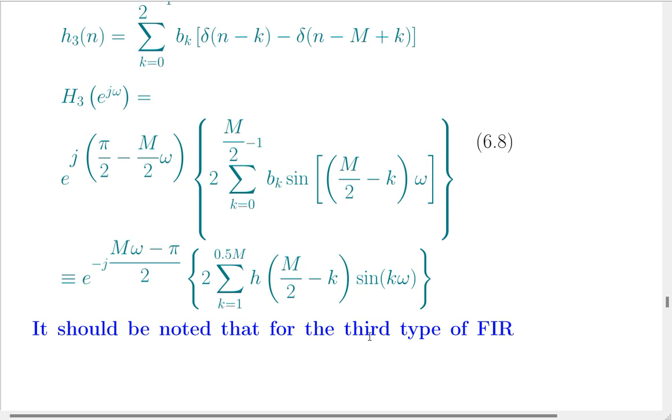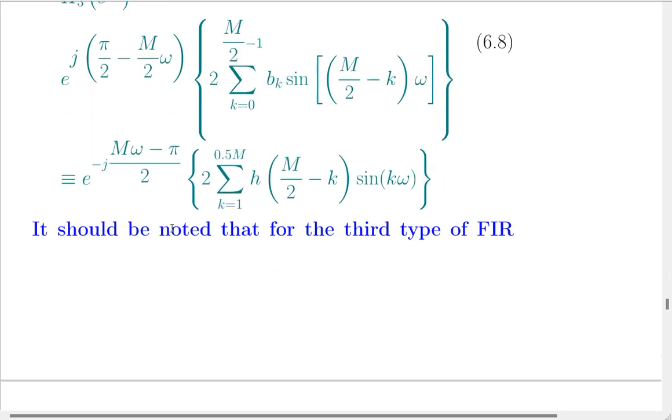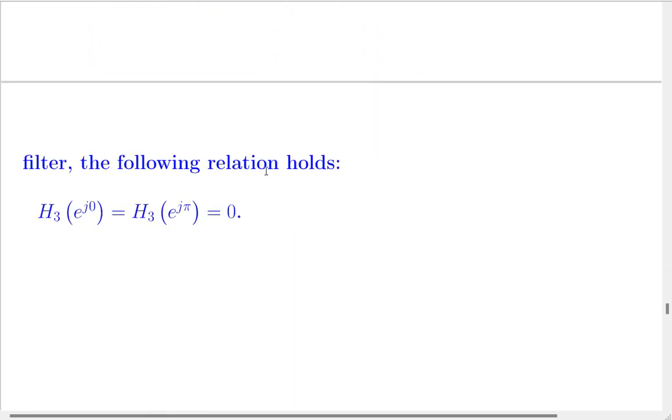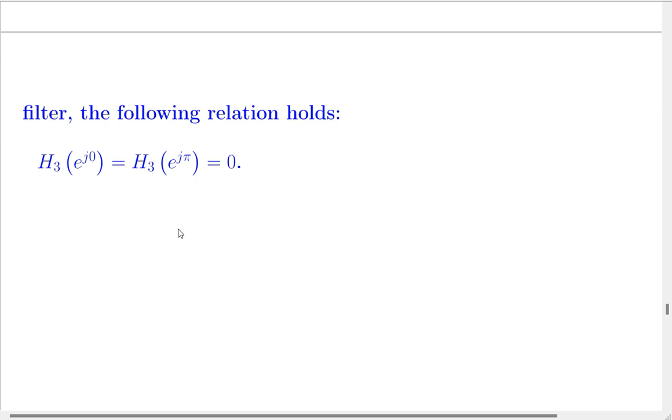It should be noted that for the third type of FIR filter, the following relation holds. The frequency response for both 0 and pi is equal to 0, meaning that it won't let the low frequency 0 and high frequency pi pass. So again, what's the usage? We will later see.